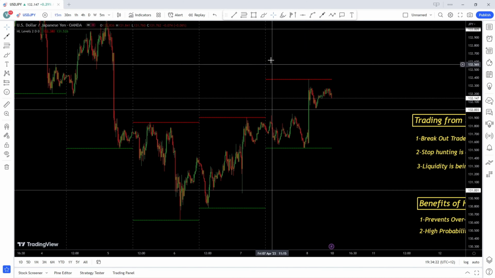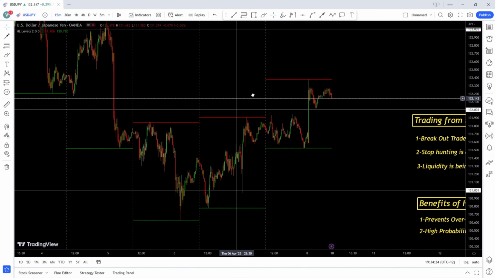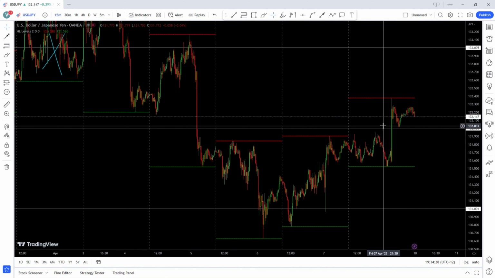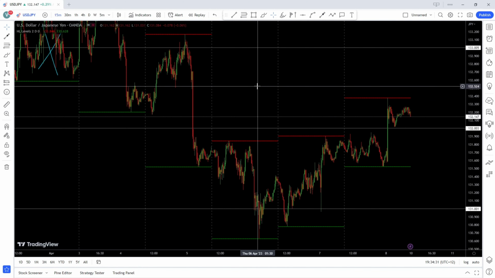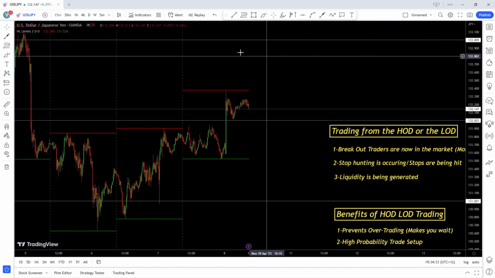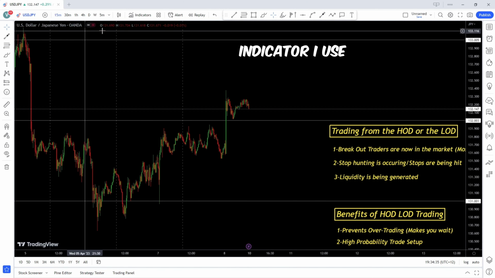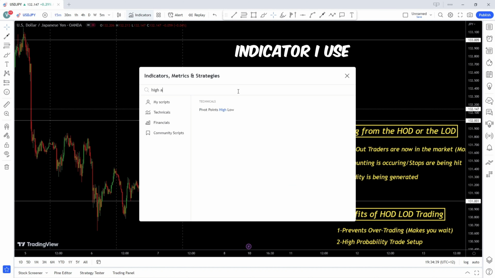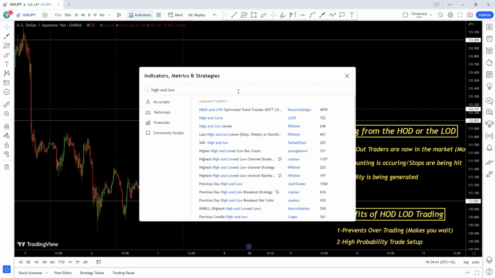As you can see over here, marked in gray, these are the session breaks. So this is Monday, Tuesday, Wednesday, Thursday, Friday. So these are basically just the session breaks. So how do I get this indicator? If I remove it here, just come into indicators and type in high and low. The one that I use is this one here by H. Potter.